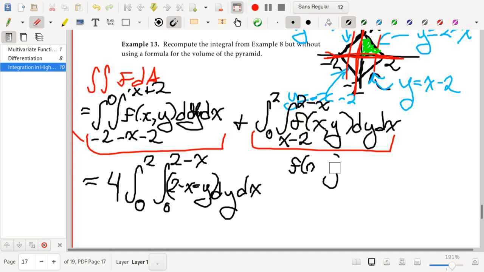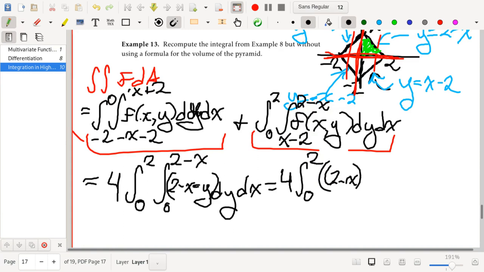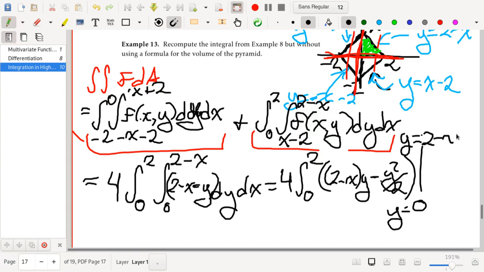So that's going to save me some trouble. And now I get to say, all right, so 2 minus x minus y. Integrate with respect to y first. So this will be 4, and then we have the integral from 0 to 2. And we're going to have, x is constant, so we'll have 2 minus x times y minus y squared over 2. And y ranges from 0 to 2 minus x.